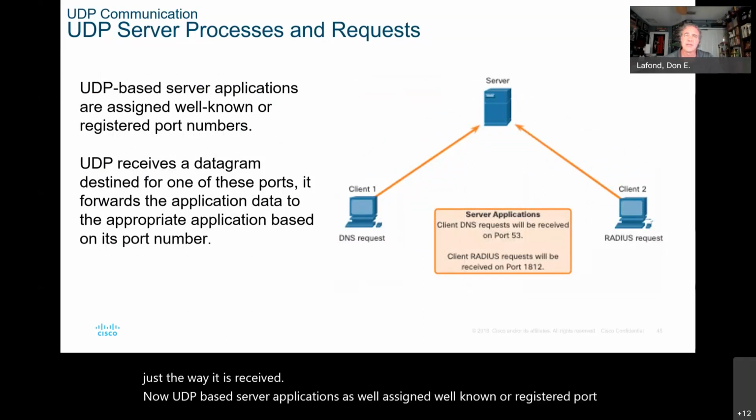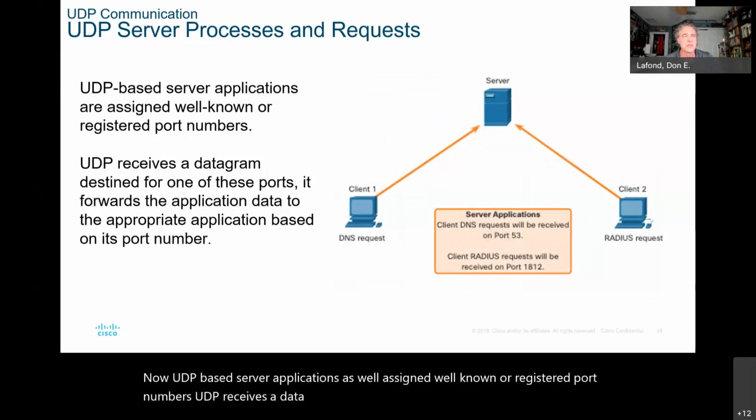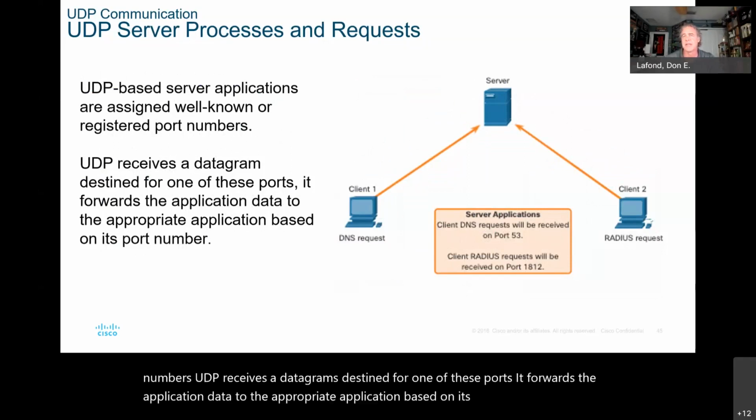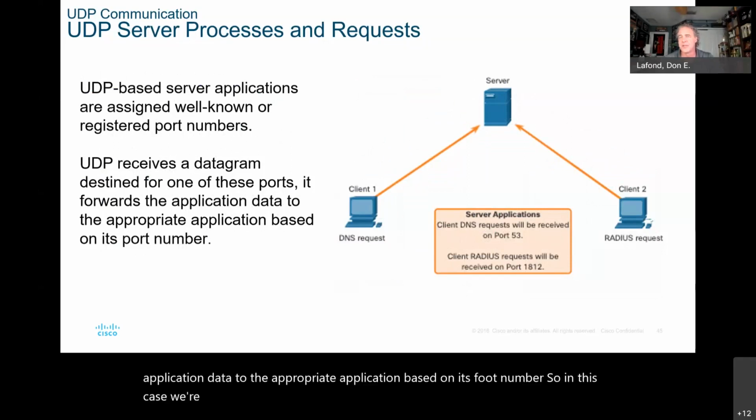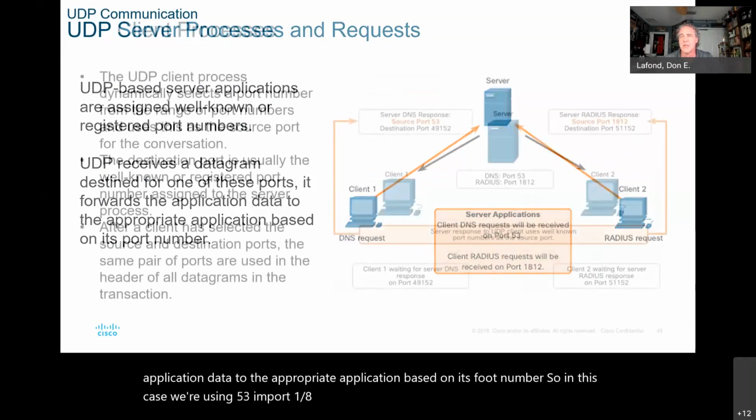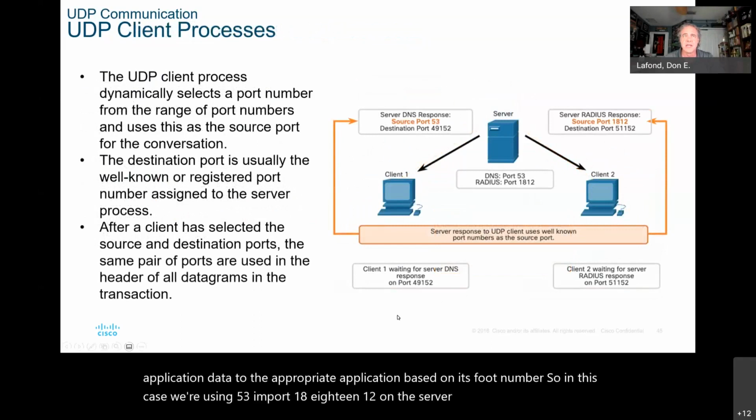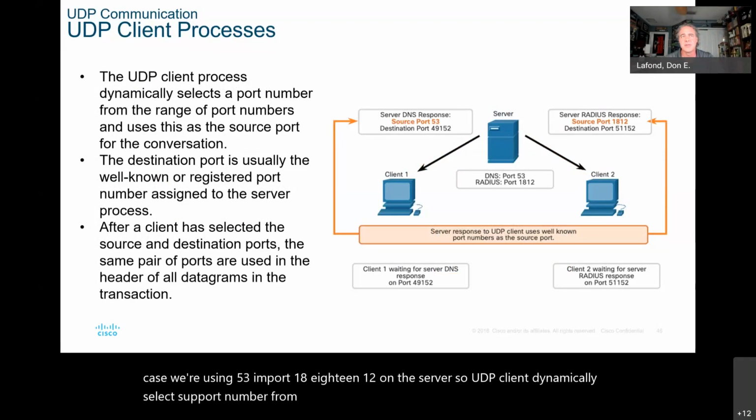UDP receives a datagram destined for one of these ports. It forwards the application data to the appropriate application based on its port number. So in this case, we're using port 53 and port 1812 on the server. The UDP client dynamically selects a port number from a range of port numbers and uses this as the source port for the conversation.